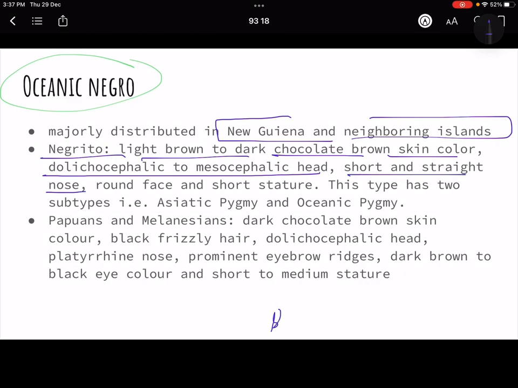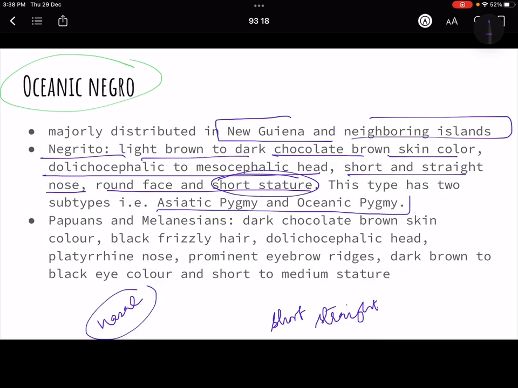Now again, short straight nose is something you can remember because generally they have a very depressed nasal root, nasal bridge, and a very broad nose, right? The whole Negroid subtype. Okay, so remember this. Then round face and short stature. Okay, so short stature means they are the Asiatic and Oceanic Pygmies.